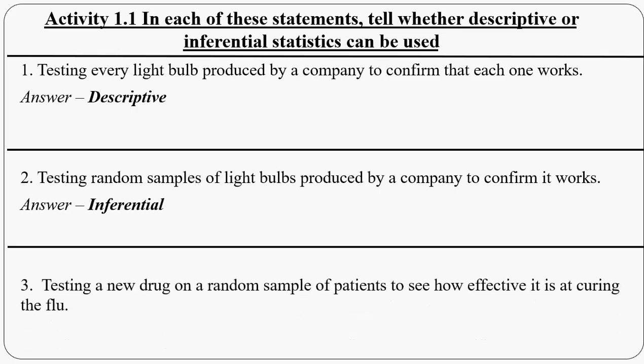Question number 3. Testing a new drug on a random sample of patients to see how effective it is at curing the flu. Now it is very easy now, dear students. You can see the question says random sample. So whenever you see random sample, the answer is going to be, any guess? Inferential statistics. Yes, you are right.